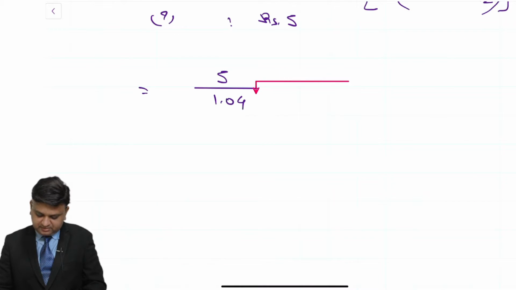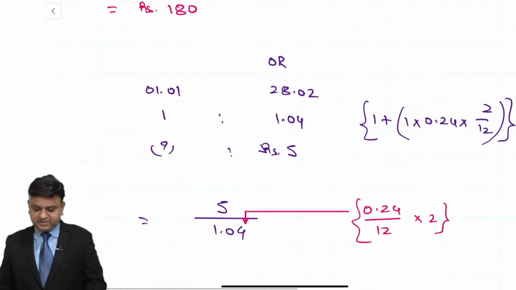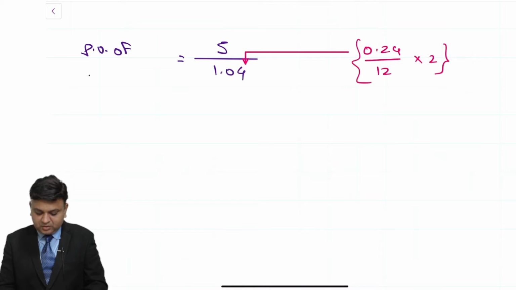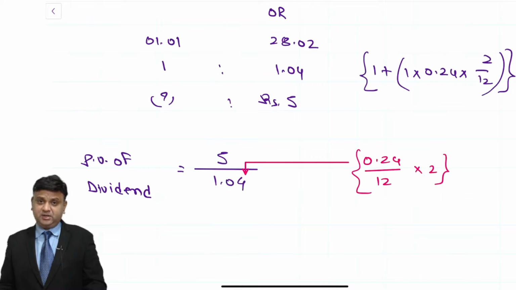Again over here the same simple concept is applicable. Rate of interest is 24% divided by 12. So 1 month rate of interest is 2%, into 2, because the time period is 2 months. That is the way the present value of the dividend is found. Now, as we already have discussed, very importantly, the current market price of the equity share is always inclusive of the present value of the dividend effect.